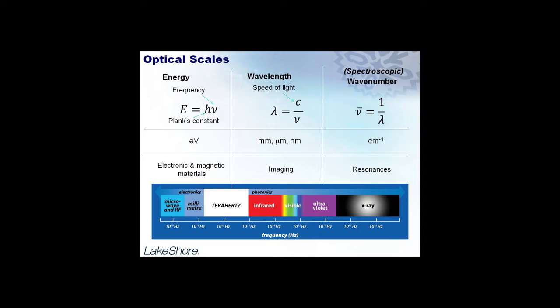One of the other things that a lot of people talk about is the wavelength of the light. It's inversely proportional to the frequency of the light, so higher frequency light has shorter wavelengths, whereas lower frequency light has longer wavelengths. We typically measure the wavelength in many different units of length, from millimeters all the way down to nanometers. Finally, the last of our optical scales is the spectroscopic wave number, which is an inverse relation to the wavelength of light, and that's used a lot in spectroscopy by chemists as well as physical spectroscopists, and the typical unit is inverse centimeters.